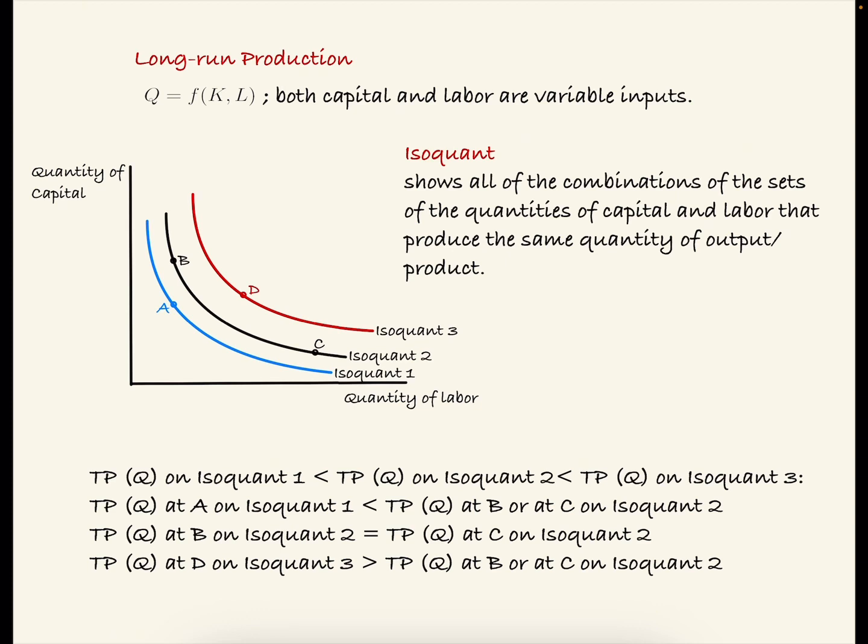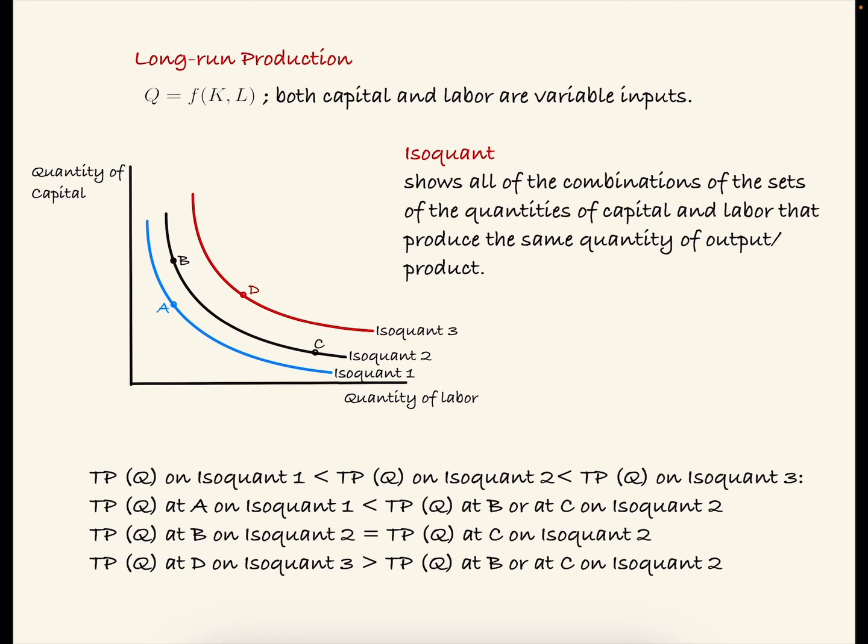The total product at point A on isoquant 1 is less than the total product at points B or at point C on isoquant 2. The total product at point B on isoquant 2 equals the total product at point C on isoquant 2. Since they fall on the same isoquant, there is the same total product. The only difference is the quantity of capital is greater at point B, while the quantity of labor is greater at point C. But since they fall on the same isoquant, their total products are equal.